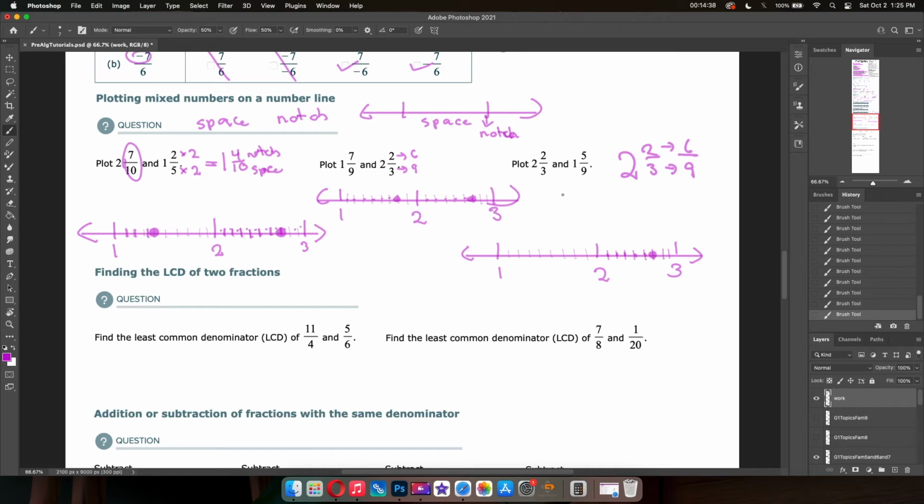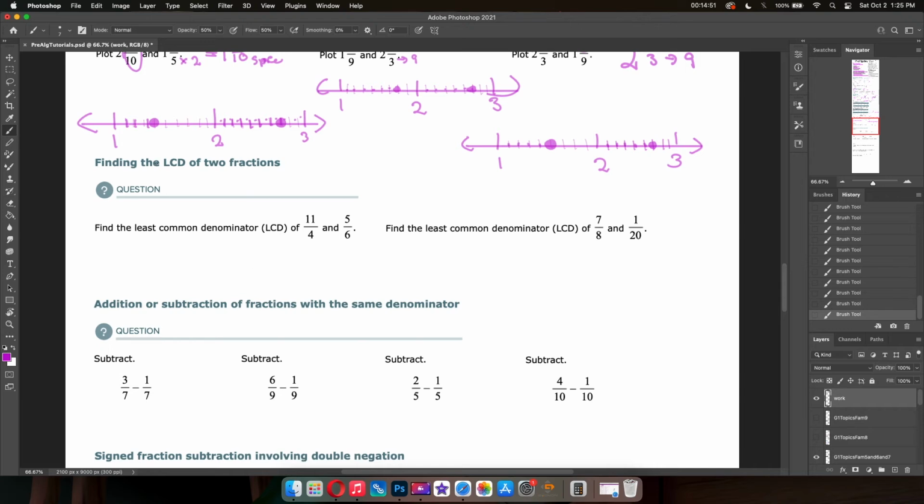And then 1 5/9, that's going to be 5 notches in. So 1, 2, 3, 4, 5. There's going to be my point. So this was a little bit harder because they didn't give us the number line, but I hope that makes sense.